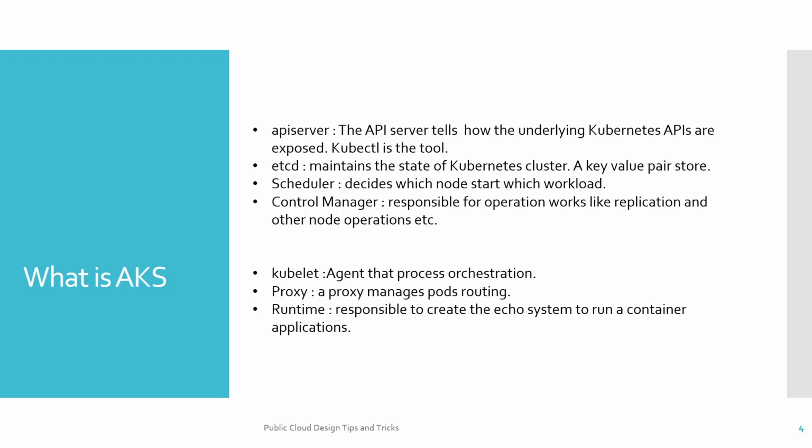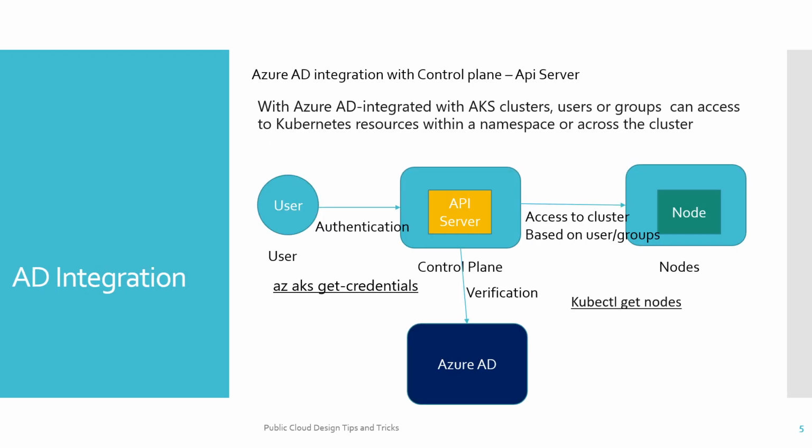And then within the node, kubelet is an agent that processes the orchestration capabilities within the nodes. Proxy creates a virtual network scenario, with delegation or routing techniques to the underlying pods for an incoming request. And the runtime is the ecosystem to run the container applications. So that is how you can define it on a high level.